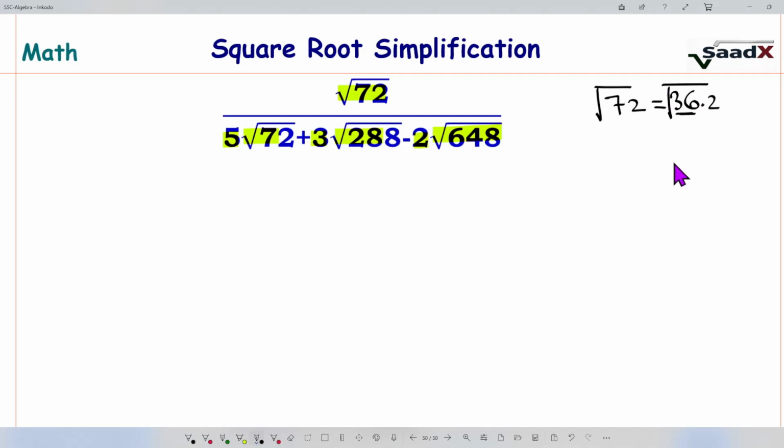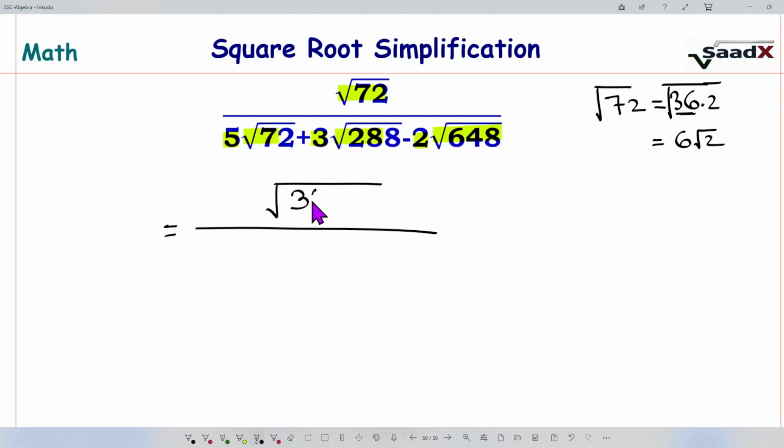This 36 is a perfect square. We can write this one as 6 root 2, right? So step by step we have to find out a perfect square of this radical expression. First one, which we already did, root 72 we can write as 36 times 2, okay? And here is 5, similar thing, 36 times 2 plus 3.